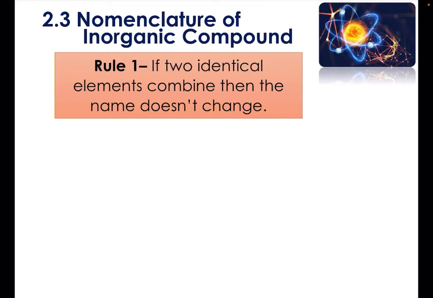Now we want to give names for inorganic compounds based on 4 rules. So we go one by one, and I will give examples throughout. So how to do that? Let's go to rule number 1. If two identical elements combine, then the name doesn't change.